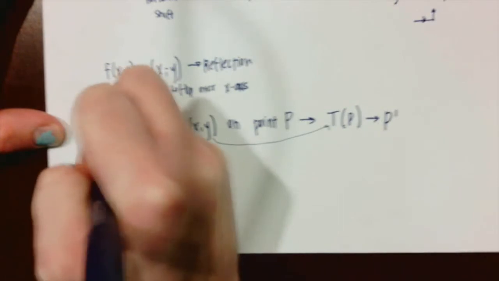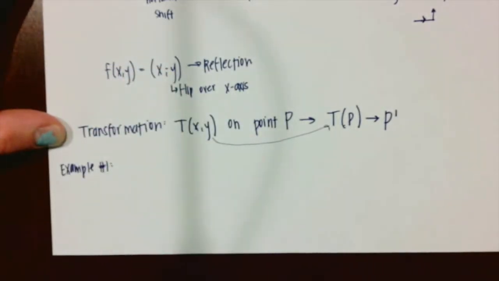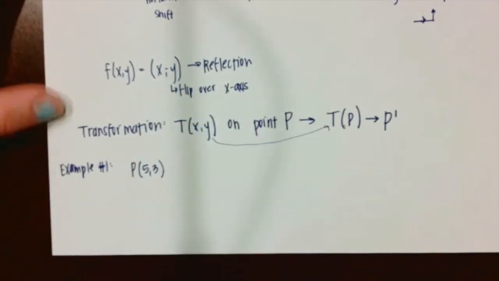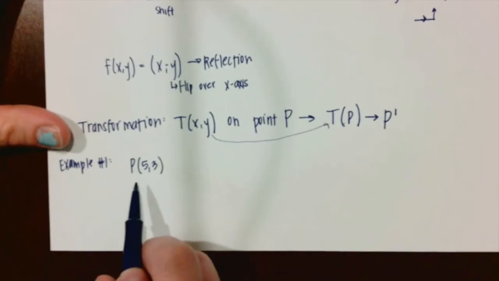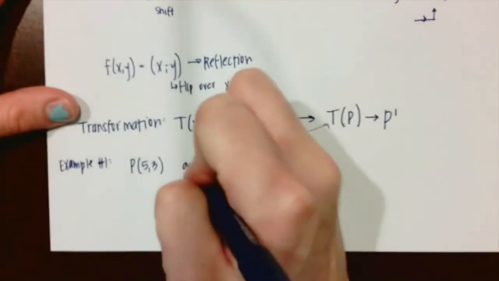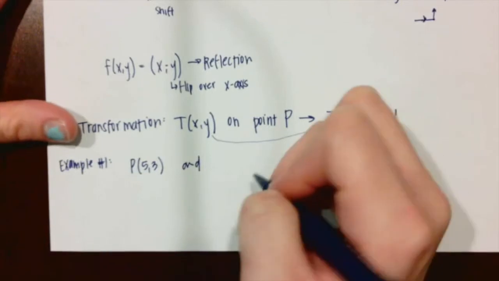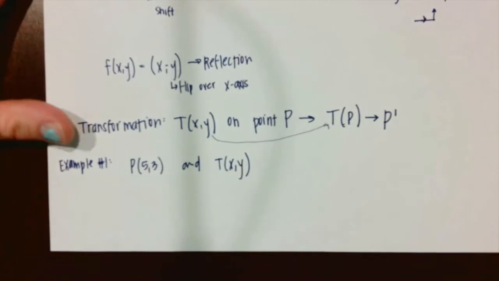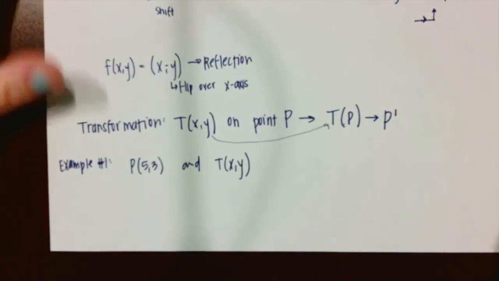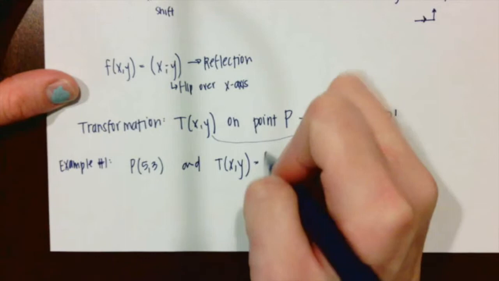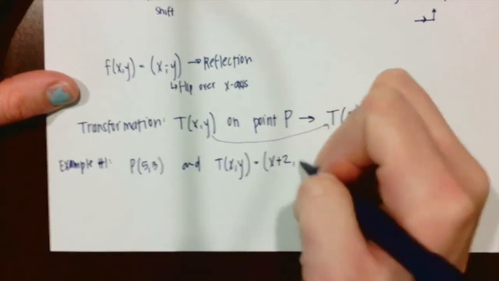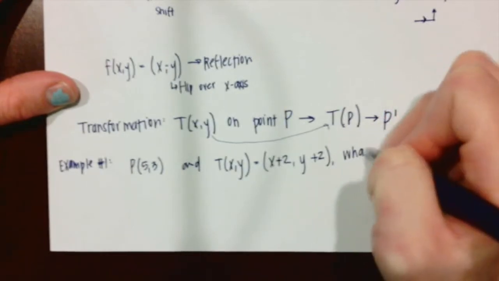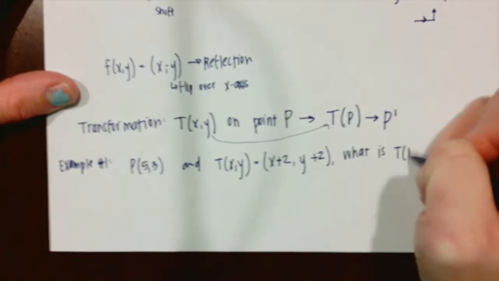So for example number 1, we're going to start out with point P at the location 5, 3. You could call it our pre-image. This is where we are beginning. And I am told to do the translation T on x, y. And my translation is going to equal x plus 2 and y plus 2. The question is, what is T of P?